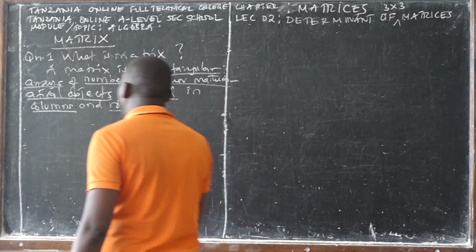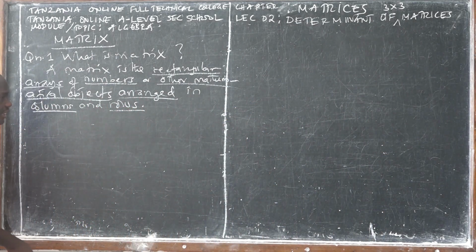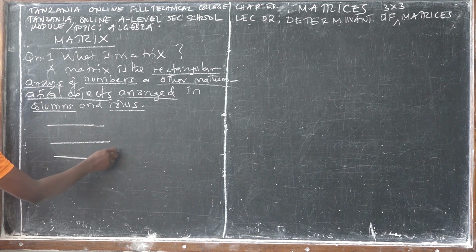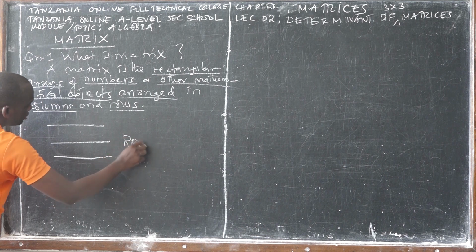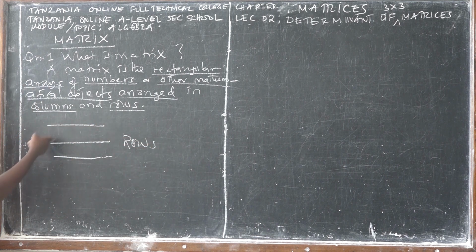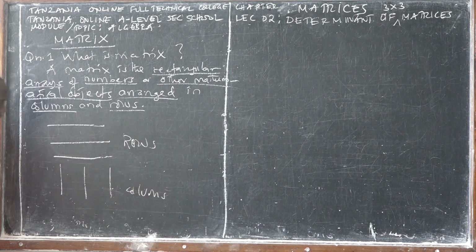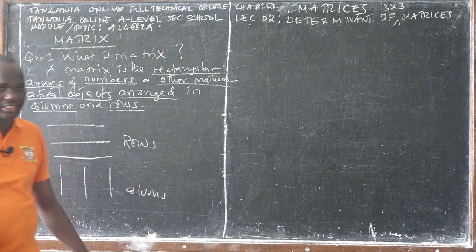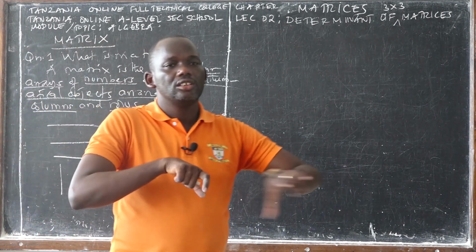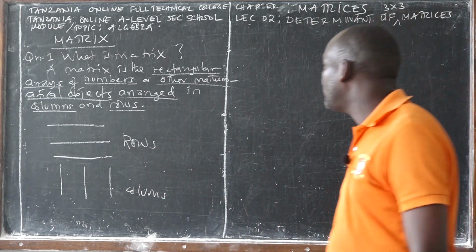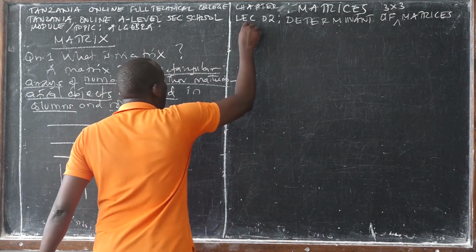This might be a vocabulary. When you talk about rows, it means you arrange things horizontally. If you arrange things vertically, in mathematics we call them columns. So columns mean vertical, y-axis. Rows mean horizontal, or x-axis. Are we together? Yes.